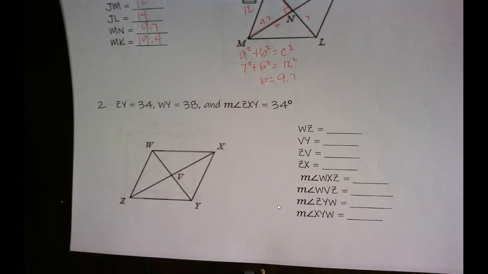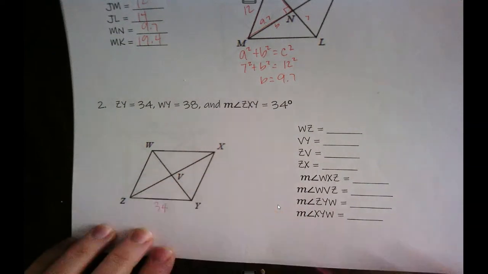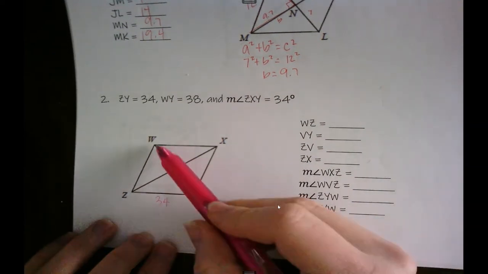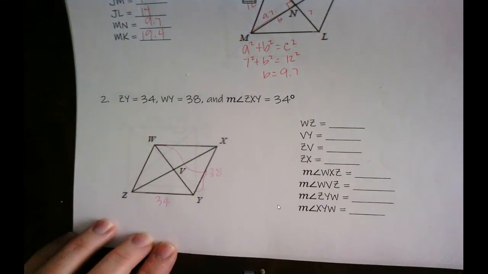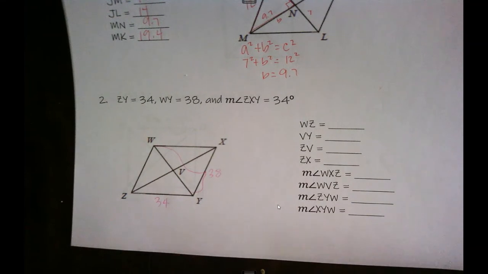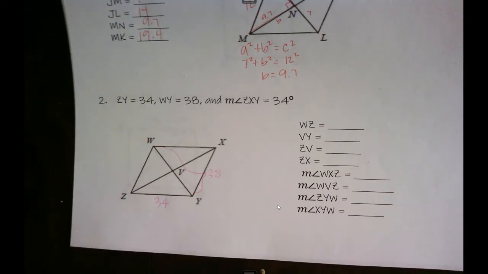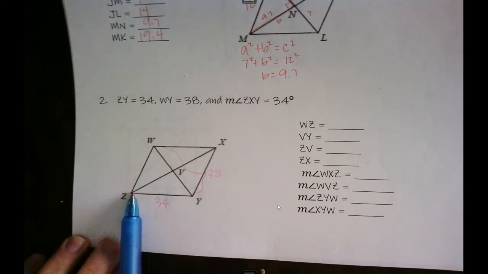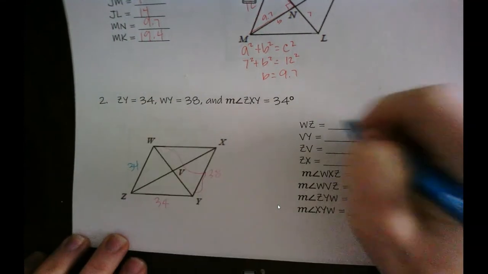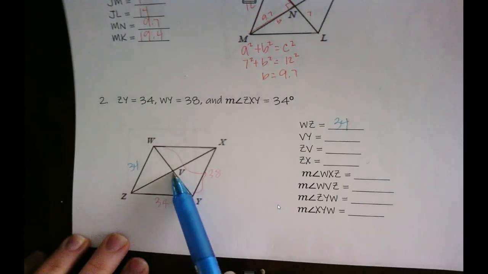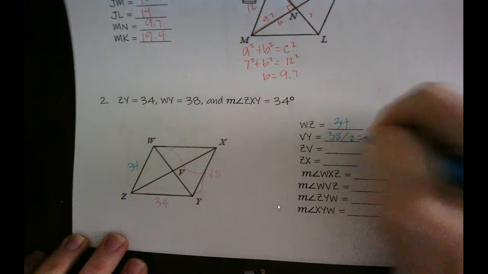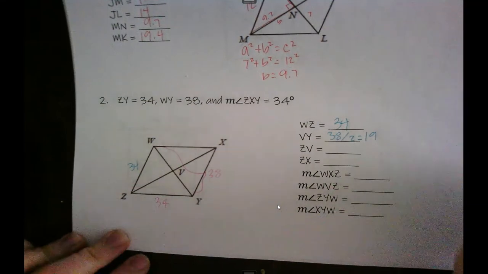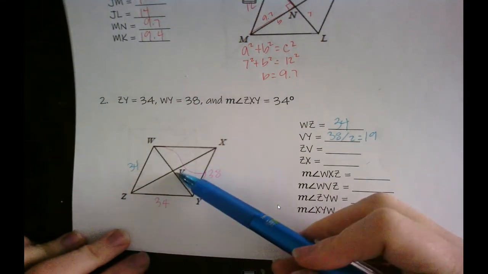All right, this other example we got here, we got ZY is 34, WY is 38, and we'll look at our angle in just a second. So we want to know what WZ is. Well, 34, right? We want to know what VY is. Let's take 38 and divide it by 2. It gives me 19. What is ZV?